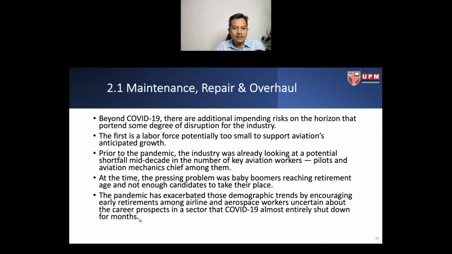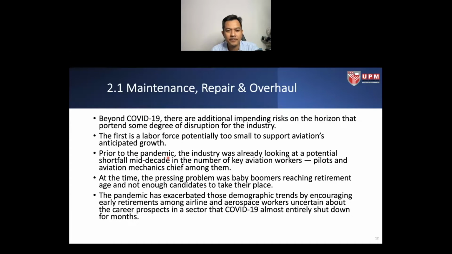And beyond COVID-19, there are additional impending risks on the horizon that portend some degree of disruption for the industry. The first is labor force, which is potentially too small to support aviation's anticipated growth. That's why when we talk about MRO, we also relate it to education and training, whether a certain place, a country like Malaysia, for example, has the right number of aircraft licensed technicians, mechanic technicians, and engineers to do the MRO activities.